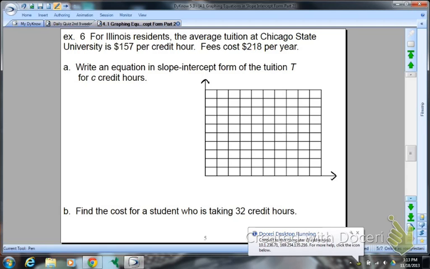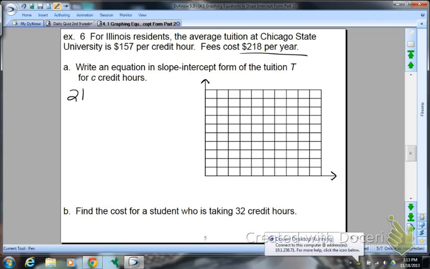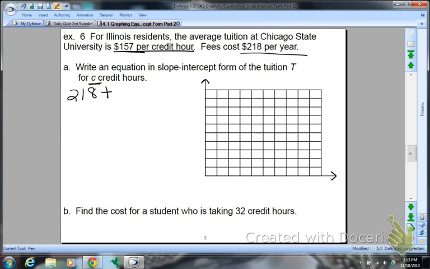Right off the top, before you even pay, you have a flat rate fee of $218. You must pay that first. So $218. Then they charge you $157 per credit hour. Do we know how many hours we're taking? No, it said C. But for every hour, we get charged how much money? 157. So that's 157 per credit hour is equal to T, or tuition.